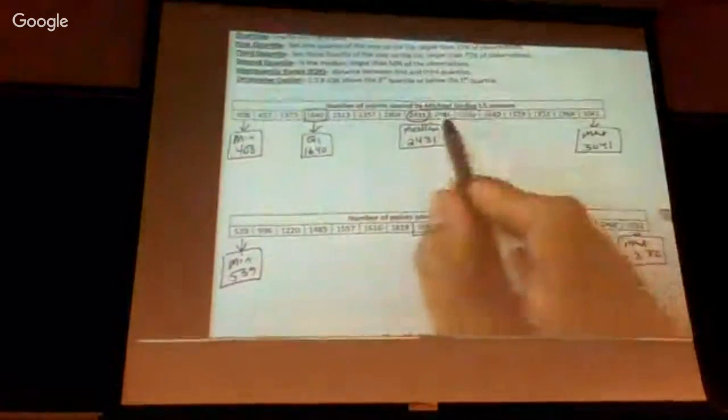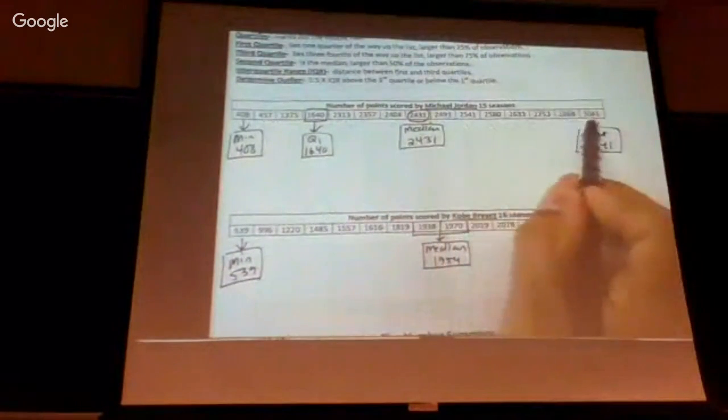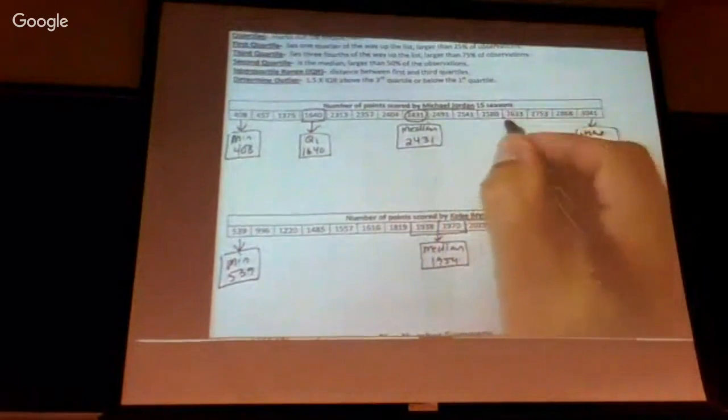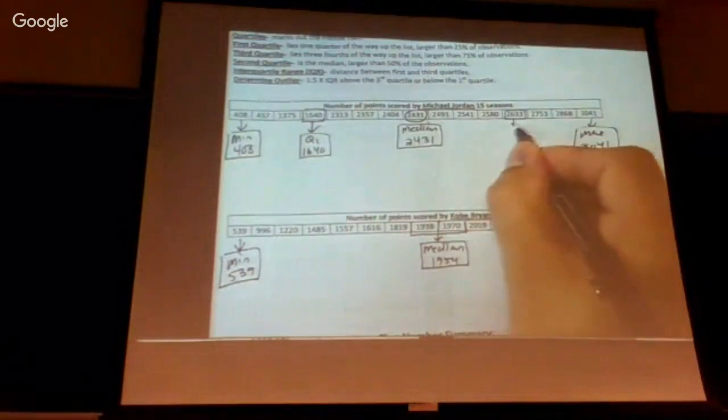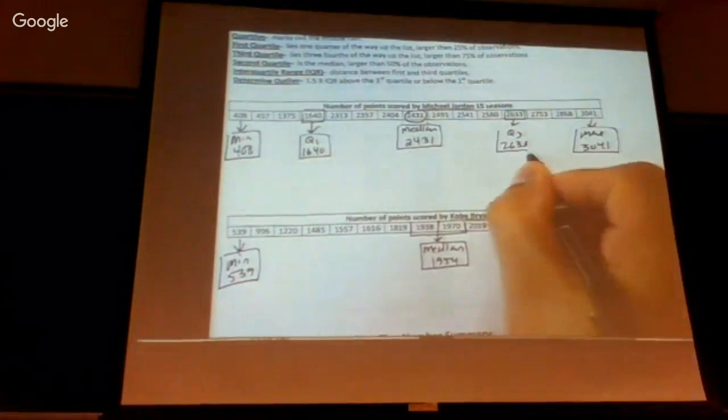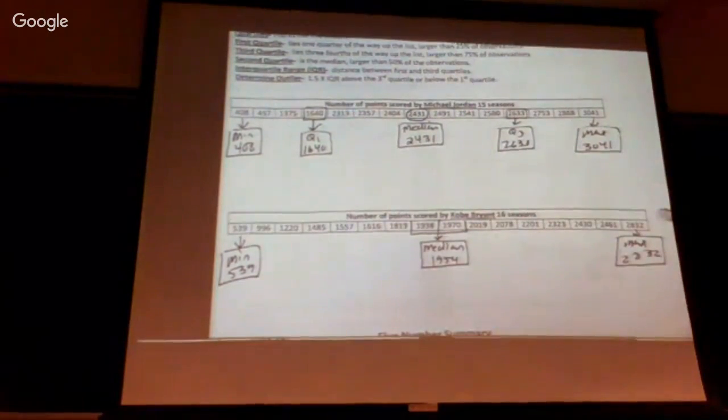For Michael Jordan, there are 1, 2, 3, 4, 5, 6, 7 numbers in the upper half. So the 4th one again, 1, 2, 3, 4. The median of the upper half is called Q3. That's 2633. Questions so far?